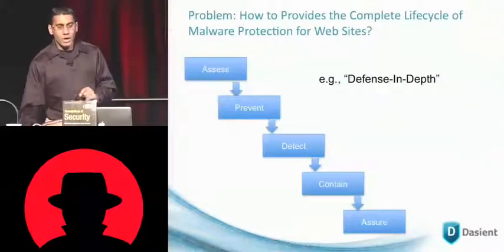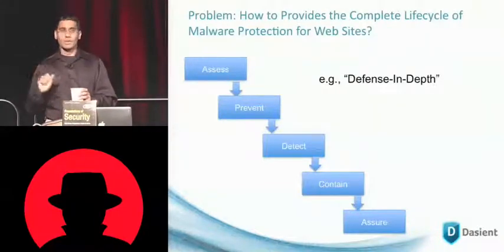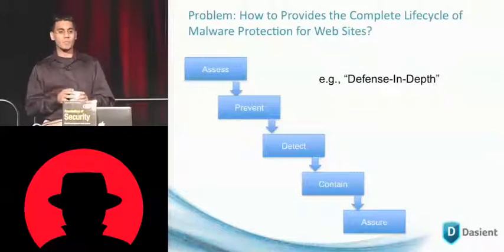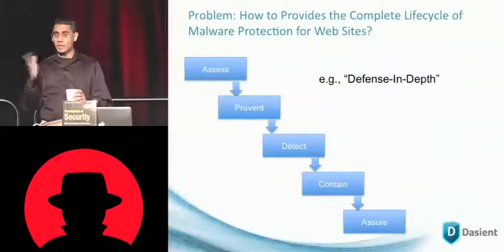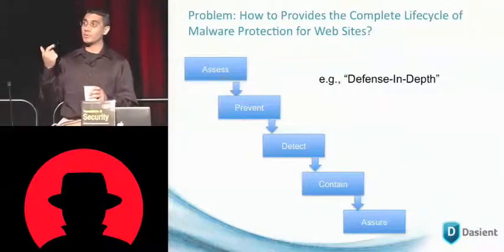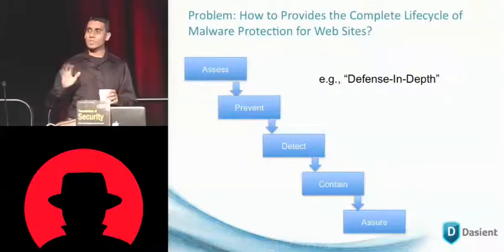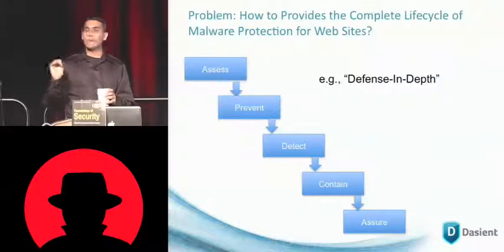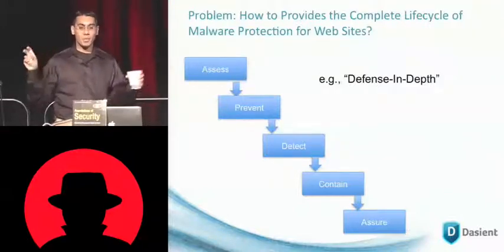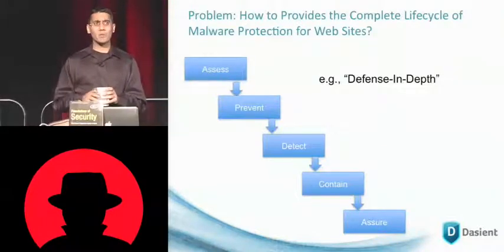So we've talked about structural vulnerabilities in a lot of depth because it's something that we recently released, but there are a number of different categories, as I mentioned, of vulnerabilities: software implementation vulnerabilities, structural vulnerabilities, password compromise, etc. So the question is, given all of these types of vulnerabilities, how do we mitigate the problem of web-based malware, and how do we provide the quote-unquote complete lifecycle of malware protection for websites? Now, let me talk a little bit about what I mean by that.